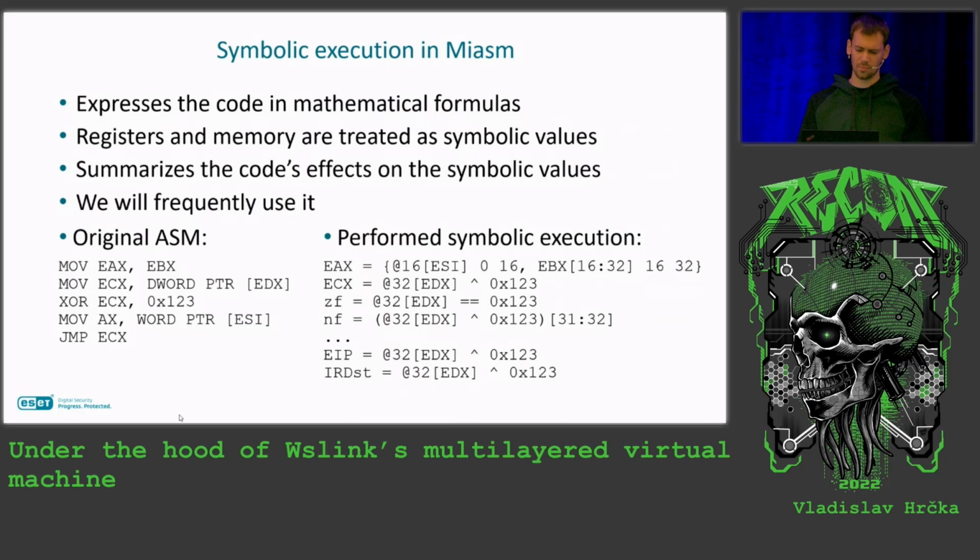So now symbolic execution. It basically expresses code in the form of mathematical formulas, and registers and memory are treated as symbolic values. We do not want to perform code coverage, but we just want to see some summary of code effects on these values. For example, on the left side, we can see some original assembly code, and on the right side, results of the symbolic execution. And we will use the framework miasm in particular.